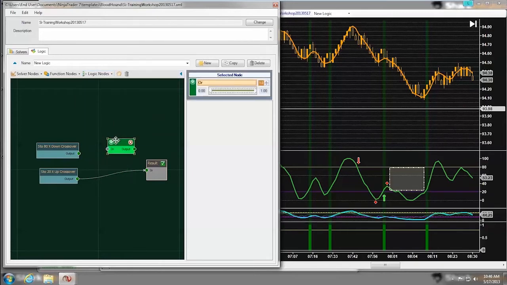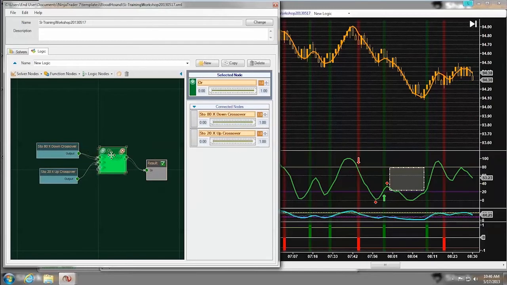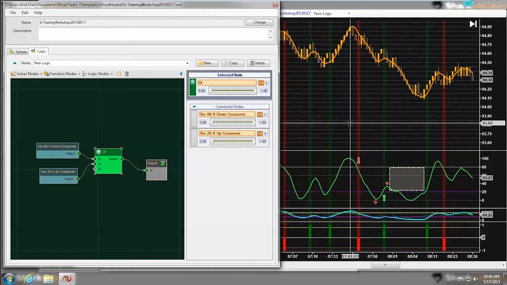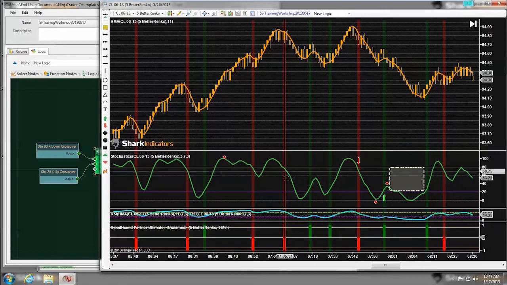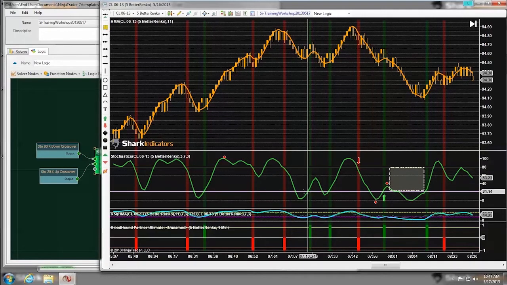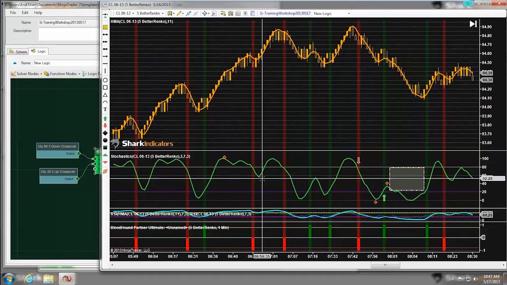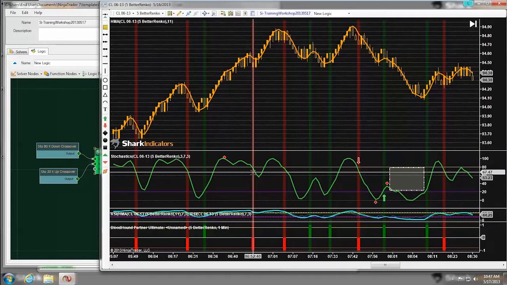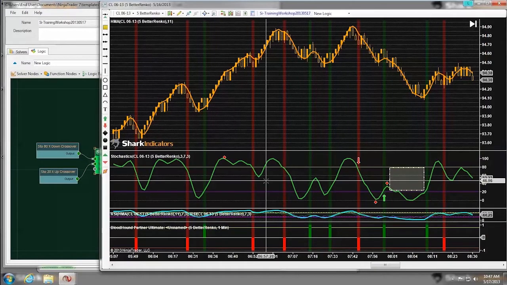So now I join both together with an OR node, and there we go. So we got our short cross downs and our long cross ups, and what we need to do is change these crossovers to a long and short bias for our system, right?